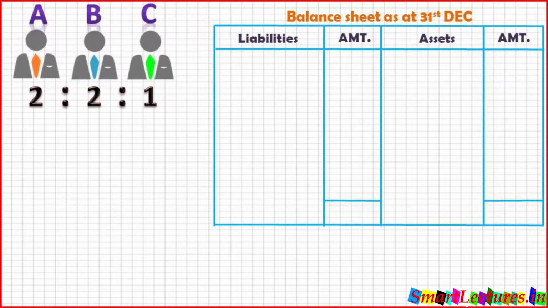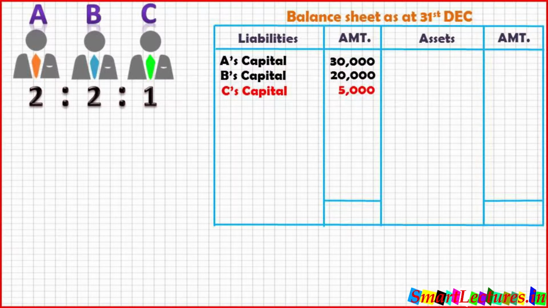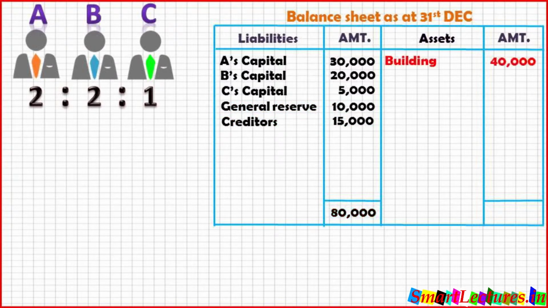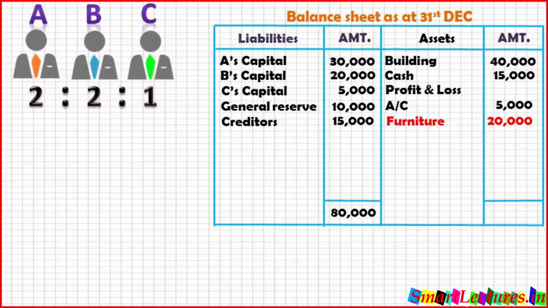A, B, and C were three partners sharing profits and losses in the ratio of 2:2:1. And this was the balance sheet as at 31st December. A's capital 30,000, B's 20,000 and C's 5,000. General reserve 10,000, creditors 15,000, total 80,000. Building 40,000, cash 15,000, profit and loss account 5,000, furniture 20,000, total 80,000.